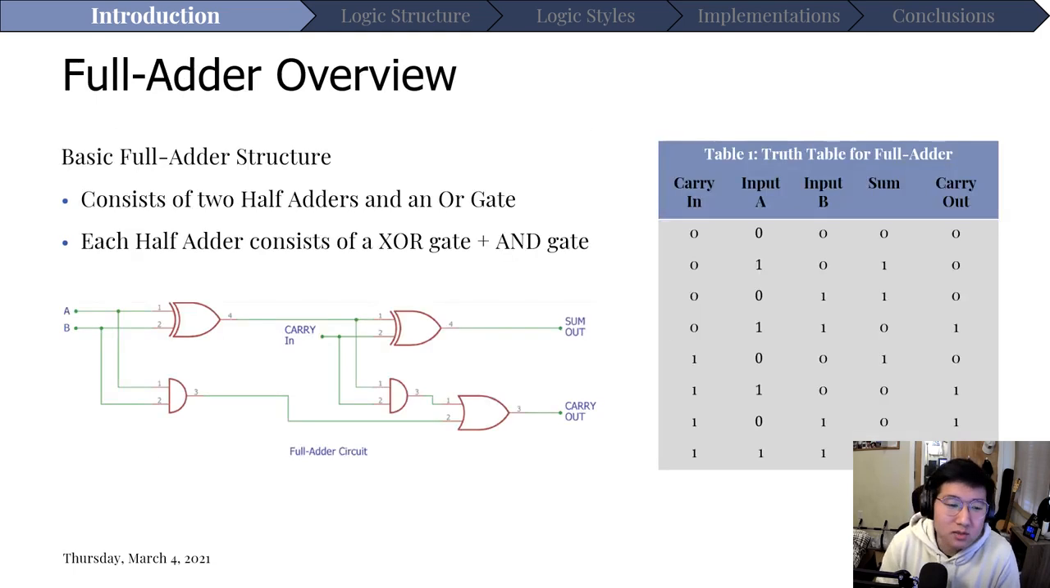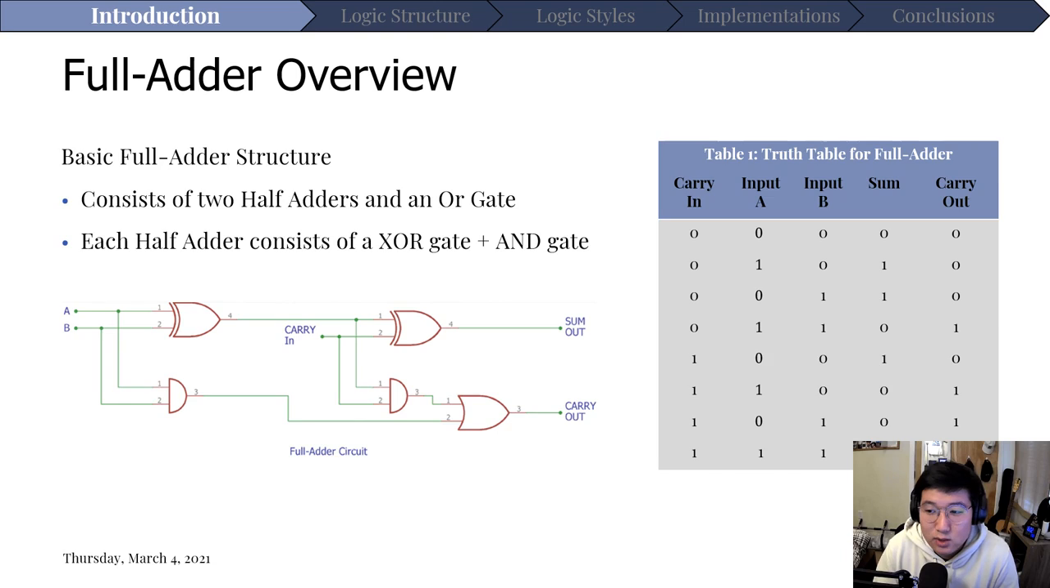So now here's just a small overview of the full adder. The basic full adder structure is you have two half adders and an OR gate, or if you break that down completely to gates, you have a XOR gate and an AND gate in each half adder that leads into another XOR and AND gate, and then you have an OR gate for the carryouts. And on the right side, I just have the truth table, just showing the bits for each. But yeah, this is just a general CMOS full adder implementation.